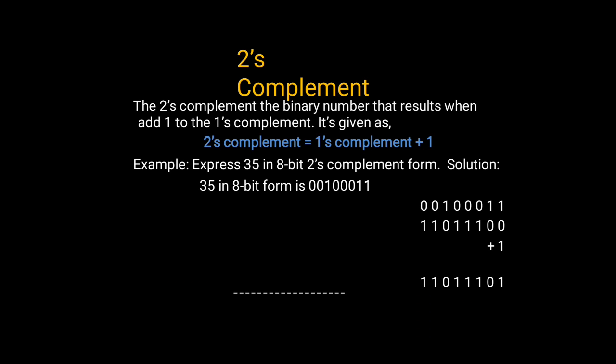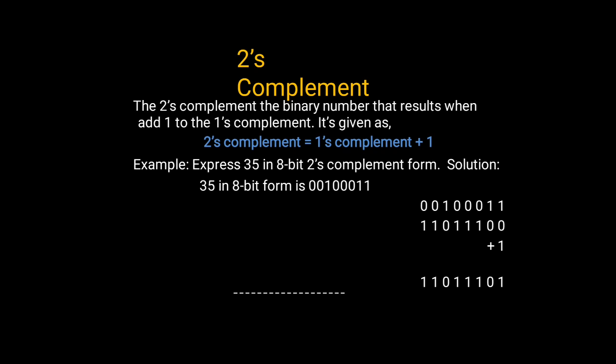So what we have to do, this 8-bit form we have to convert into one's complement. So make all zeros to 1 and all ones to 0. So 1 1 0 1 1 1 0 0. And to obtain the 2's complement, we have to add plus 1 to that 1's complement. So here I have added plus 1.